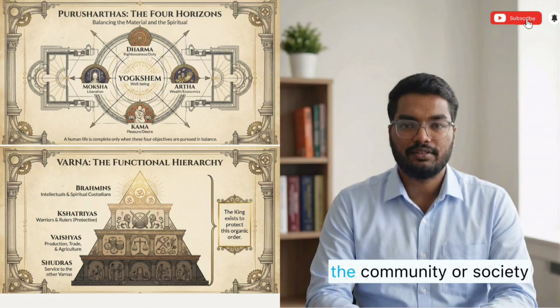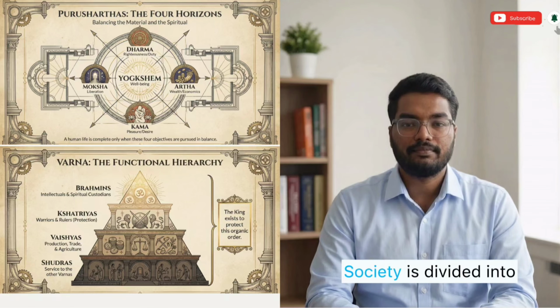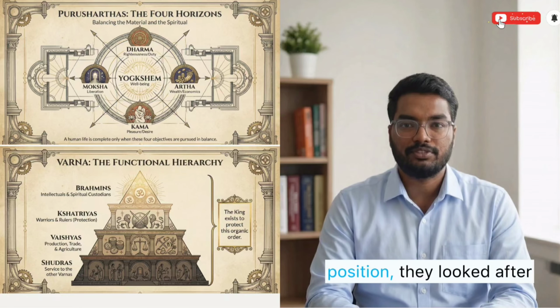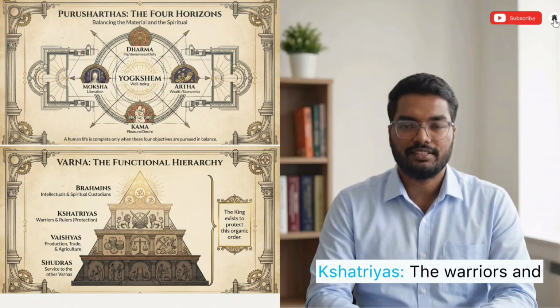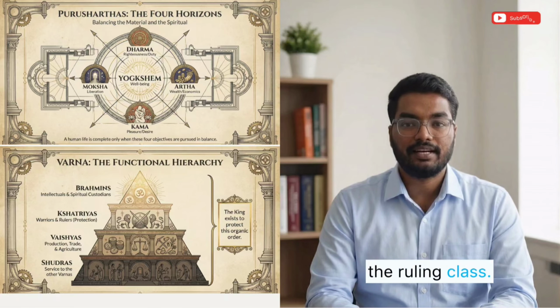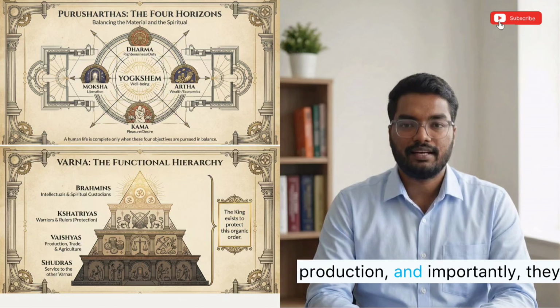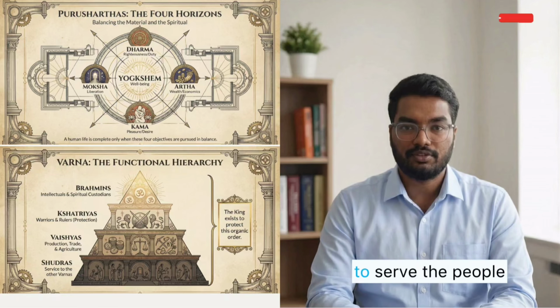In classical Indian thought, the community or society is always considered more important than the individual. Society is divided into four organically linked classes. Brahmins. Occupying the supreme position, they looked after intellectual and spiritual aspects of life. Kshatriyas, the warriors and the ruling class. Vaishyas, responsible for economic production, and importantly, they were granted educational rights. Shudras, occupying the lowest position, their role was to serve the people of the other three Varnas.